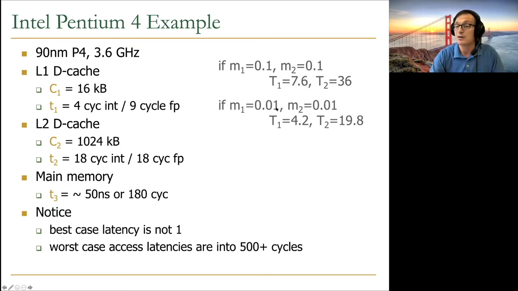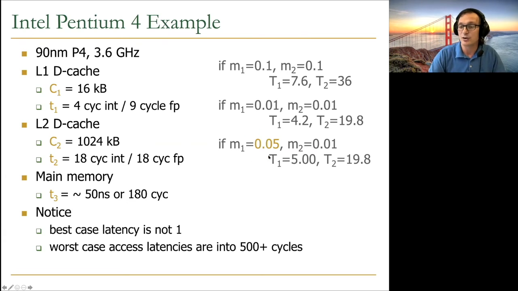Now let's take a look at something else. If your miss rate is 1% only in each level, now you get much closer to the intrinsic access latency of the level one cache, 4.2 cycles. That looks much better, right? But you need to get a 99% hit rate in the L1 cache and 99% hit rate in the L2 cache. May not be easy. Okay, now let's look at something else. This is where your miss rate at the L1 cache is 5%, which is 95% hit rate. 95% of the references that go into L1 cache hit. Now this goes to 5 quickly. So a small increase in miss rate in the L1 cache level leads to a very large increase, I would say, in the perceived access latency of level one.